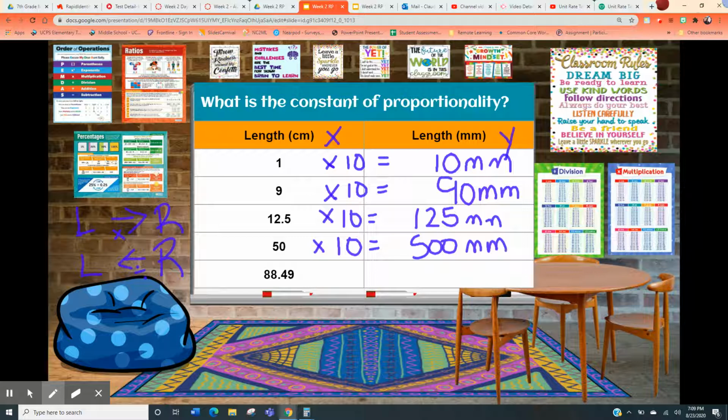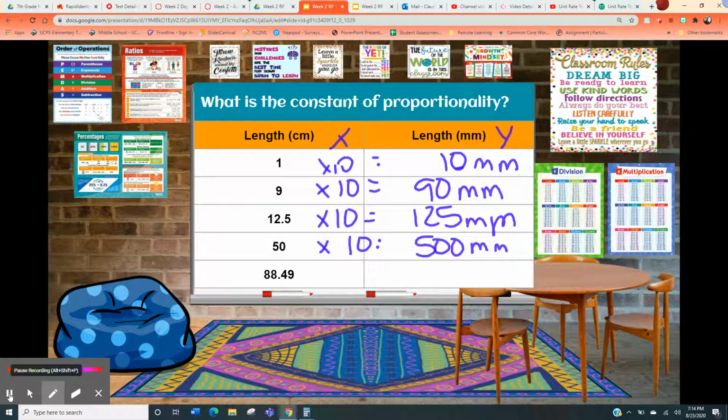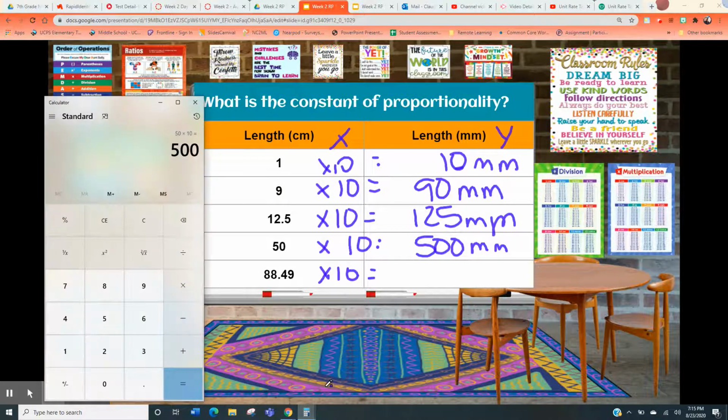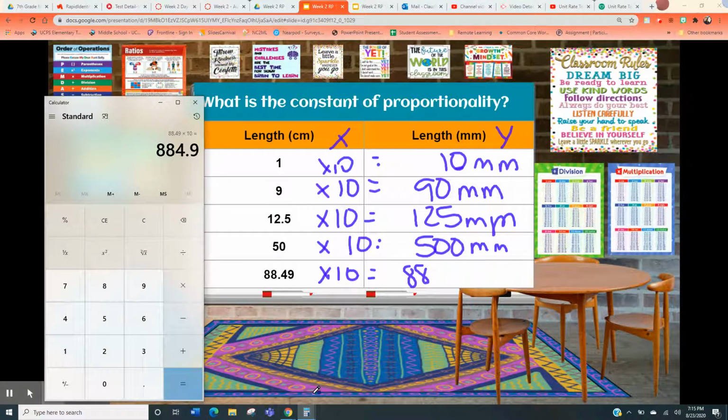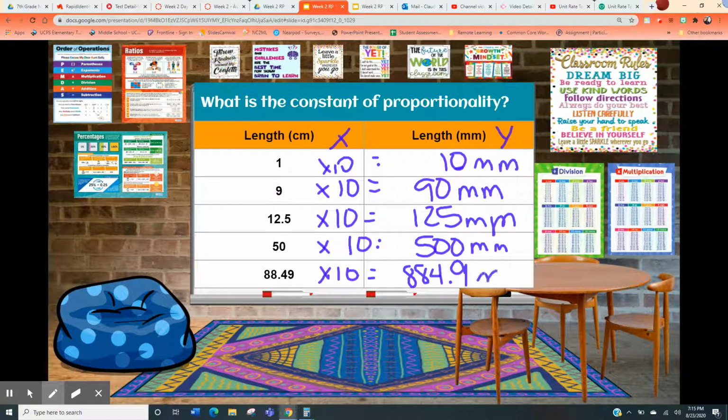Now I have one more left. 88.49 times 10 equals, let's see, 88.49 times 10. I use my calculator. 88.49 times 10 would give me 884.9 millimeters.